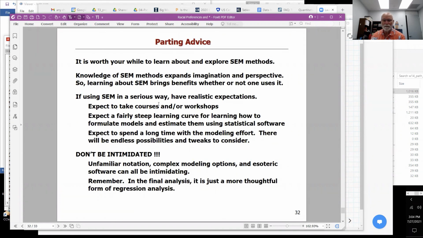Okay, last bit of advice, take a course. It's a good idea. Sit in a workshop. It's a good idea. Don't expect to learn everything at once. You don't have to. You don't need to. You can still gain a lot from just sitting in and hearing the discussion, even if you never ever run a structural equation model.